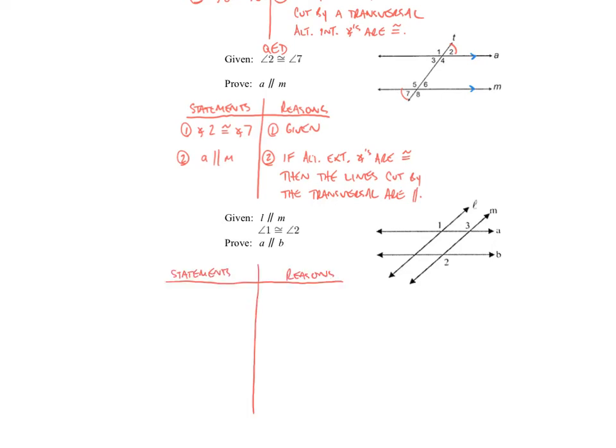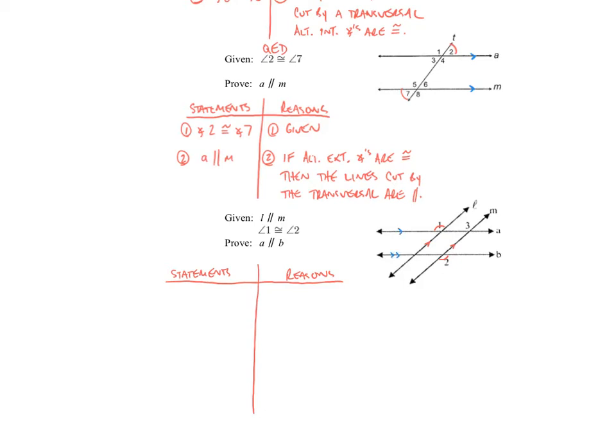And this time we're given two statements. We're given that L and M are parallel, so that might be useful. And we're told that angle 1 is congruent to angle 2. So those two angles are congruent, and L and M are parallel. And what we're trying to find here is that A and B, these two lines, are parallel to one another.